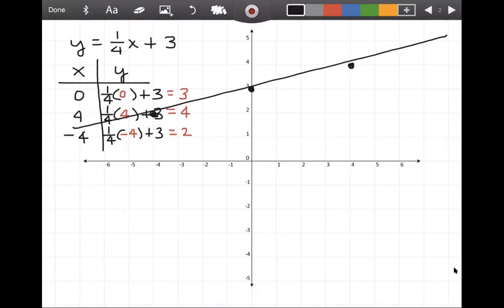Okay, well, that might be a little better than the last one. What do you think? All right, so that is the graph of y equals 1/4 x plus 3.